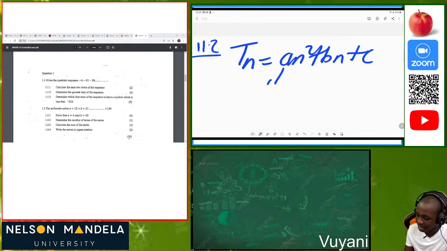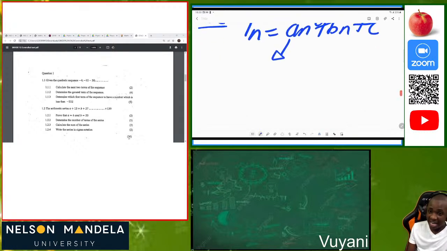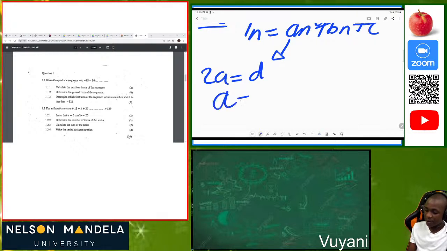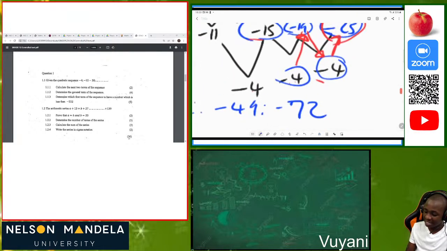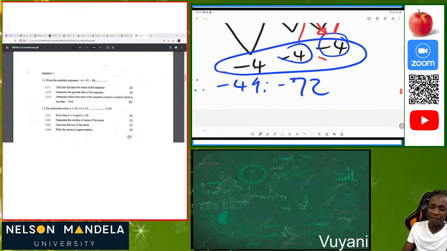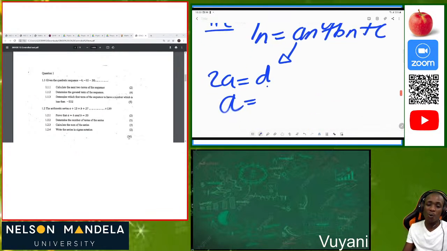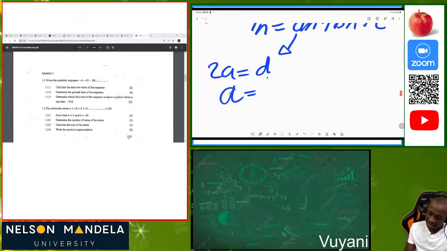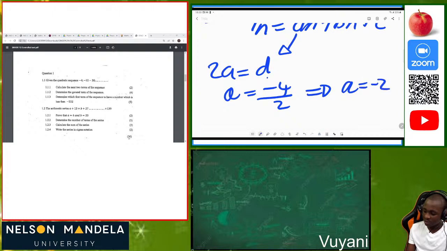Now let's determine the value of a. We know that we calculate a by saying 2a is equal to the constant second difference, d. What is our d? Our d is our constant second difference, which is negative 4. So in this instance, a will be equal to negative 4 divided by 2. Then our a will be equivalent to negative 2.